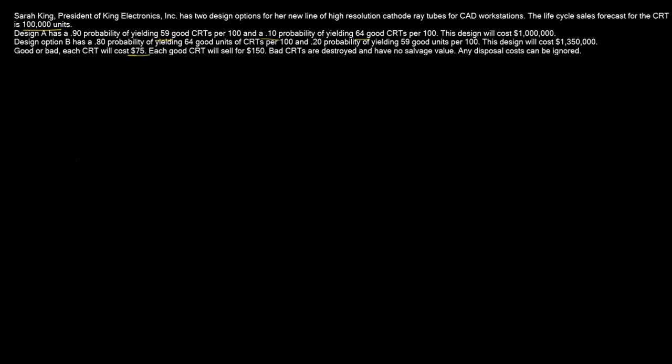So, good or bad, each CRT will cost $75 to produce. So that's the cost of production. Each good CRT will sell for $150. Bad ones are destroyed and have no salvage value. Any disposal costs can be ignored.